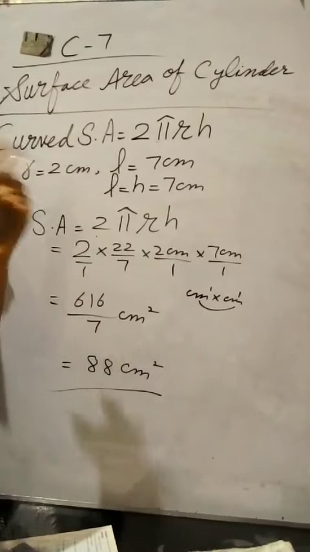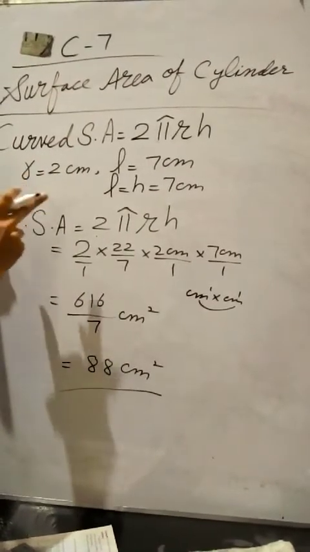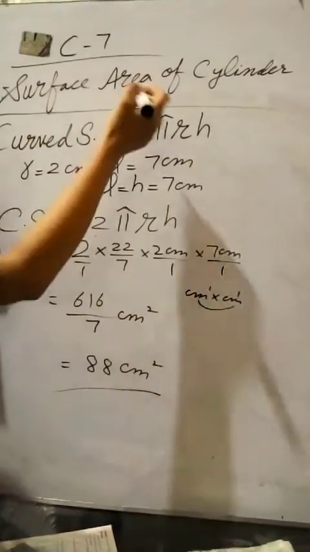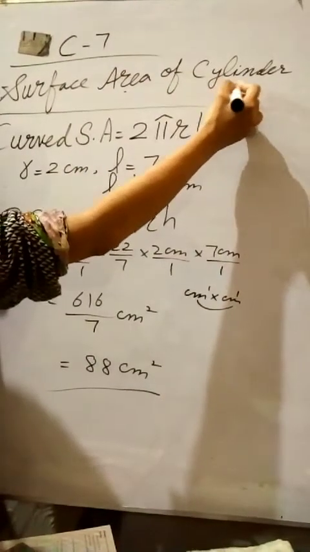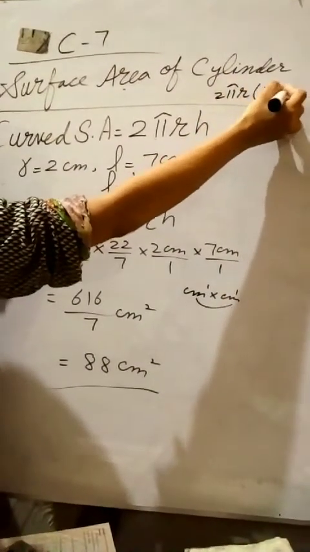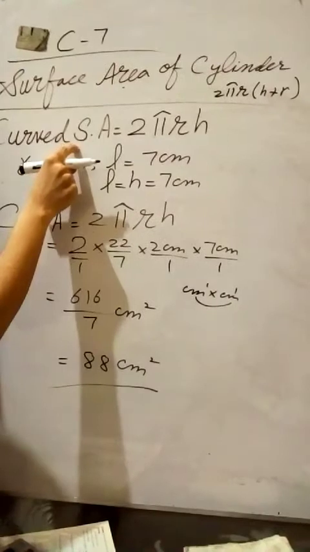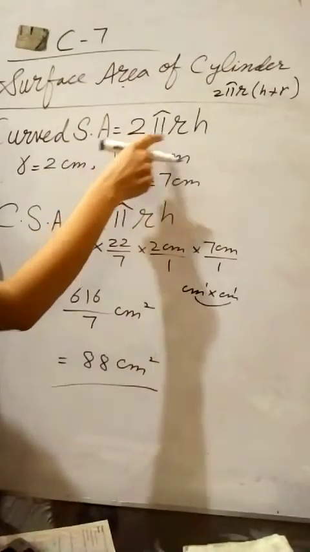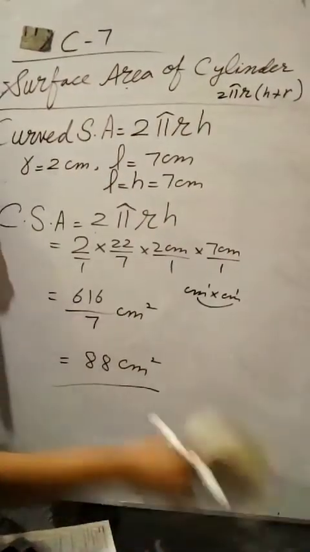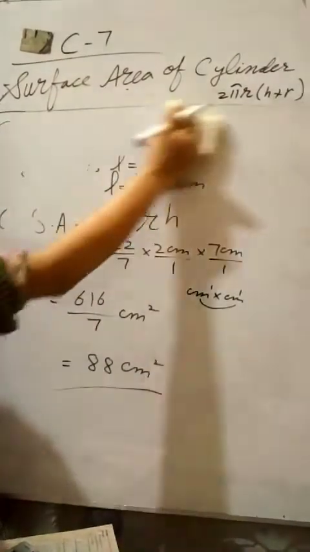Any kind of area is always in the form of centimeter square. So these two formulas are used: for total surface area we have 2 pi r (h plus r), but for curved surface area the formula will be 2 pi r h. Now I am telling you a very important concept.